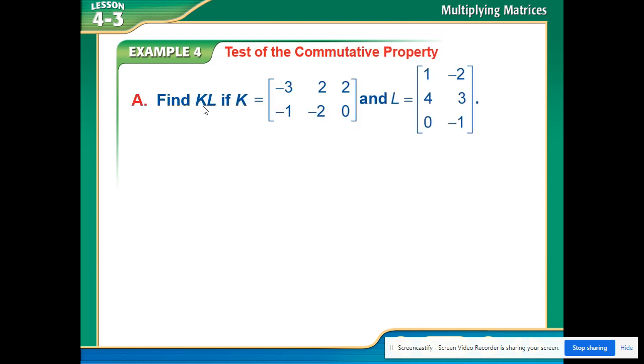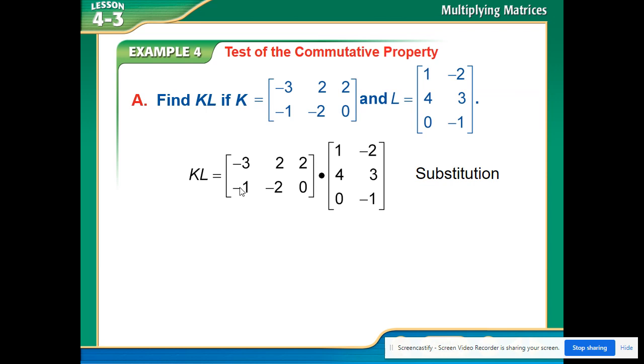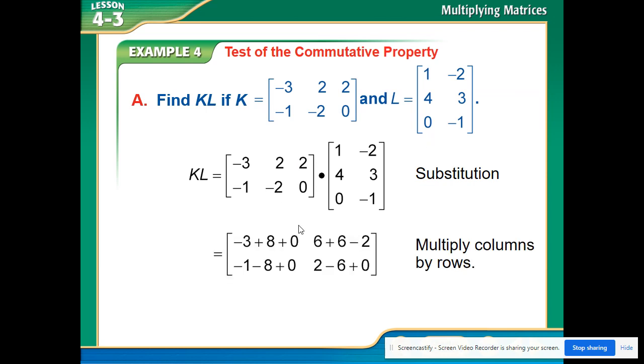All right, K times L. This is a 2 by 3 and a 3 by 2. Notice the middle numbers here are 3's. So that should mean that we are going to have 3 numbers that we're going to have to add up. So how is that going to work? My answer is going to be a 2 by 2.